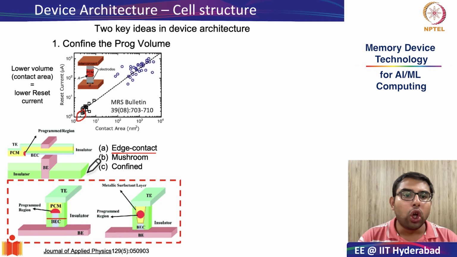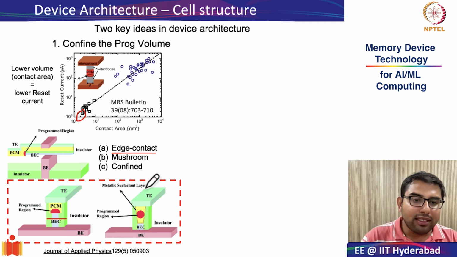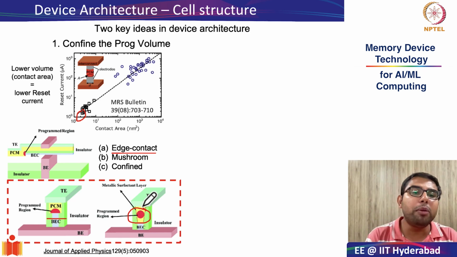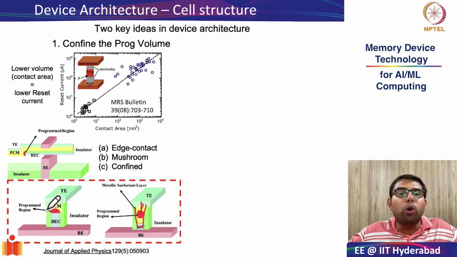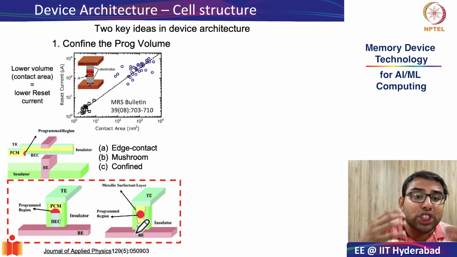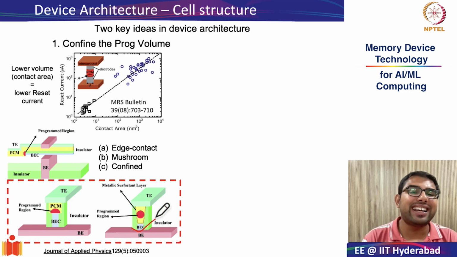And doing a comparison between the mushroom and the confined cell architecture may tempt you to believe that the confined architecture is better because the programmable volume looks even more constricted or even more constrained, because in the confined cell architecture, you kind of dig a small hole and fill PCRAM material, whereas here the PCRAM material is more exposed to the bottom electrode contact. So naively, one may believe, just from looking at lower contact volume, that confined cell architecture is a better architecture compared to the mushroom cell.